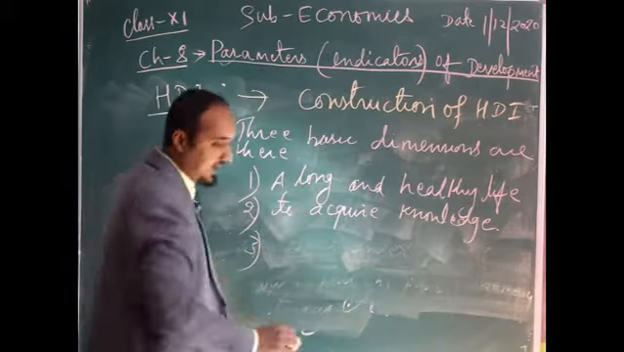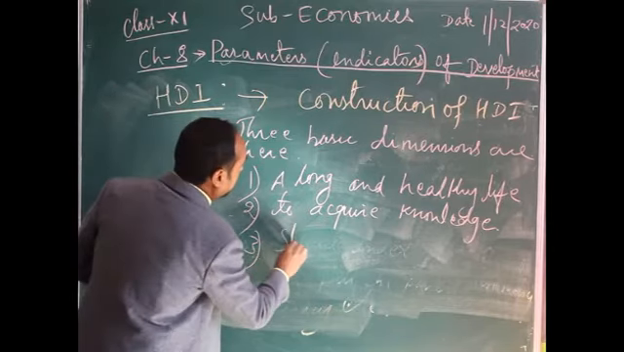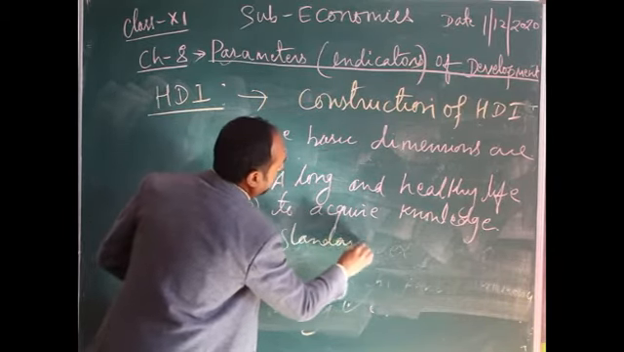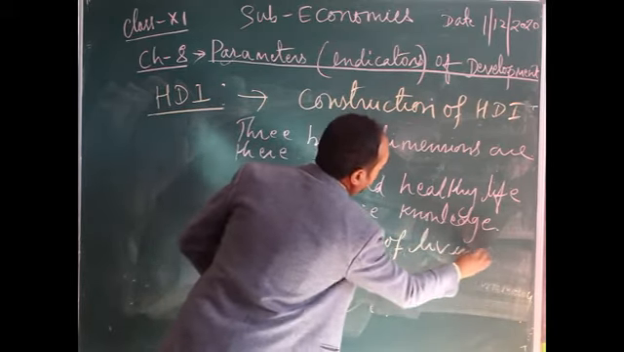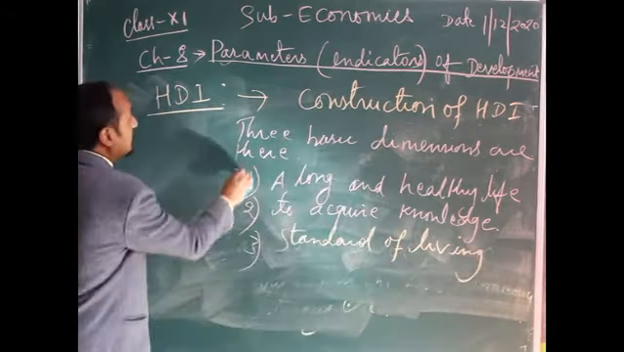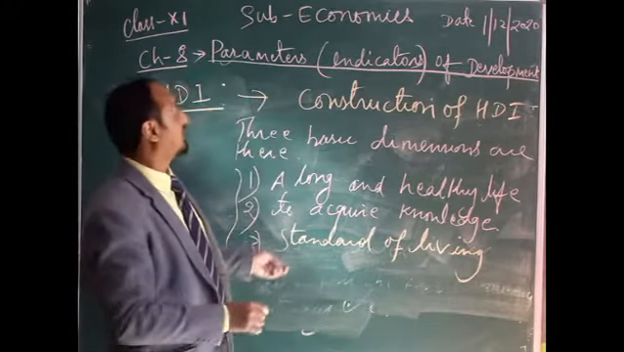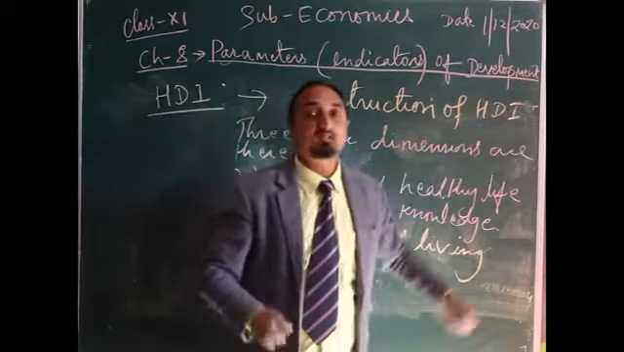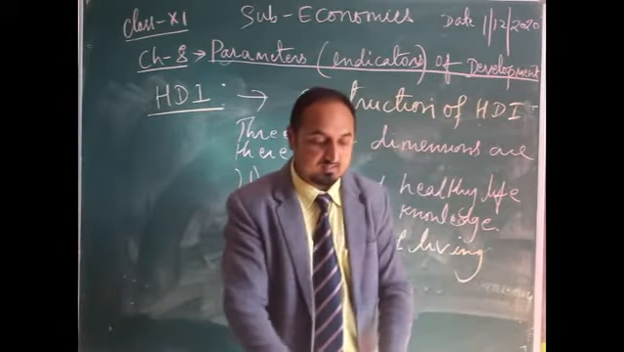And number three, we have standard of living. So these are the three basic dimensions. On the basis of these three dimensions, we can construct this HDI. How can we calculate this HDI? How can we construct that HDI?